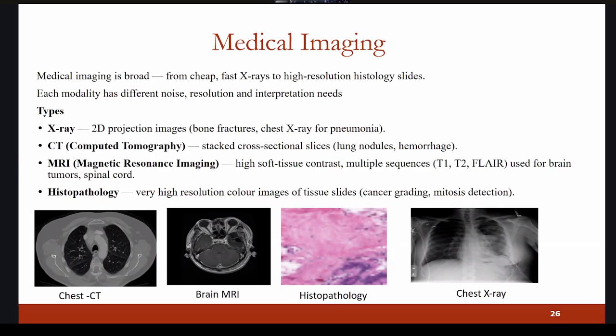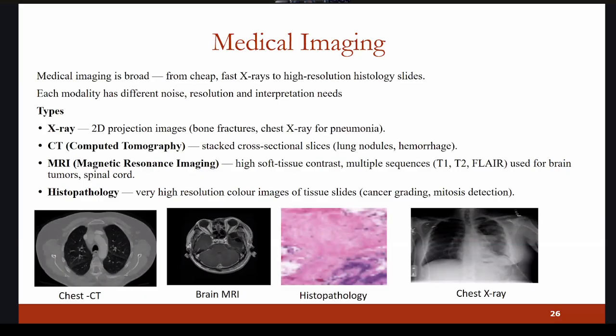we face so many difficulties in processing medical images. There are different types of inputs from the medical domain. Say, for example, X-ray images, CT images, MRI images, histopathology images. Each and every type of image has its own complexity. Okay, so let me say, if you are taking histopathology images, they are very high resolution color images of tissue slides, which is used for cancer grading. Okay, what's the stage of the particular cancer in that particular patient.